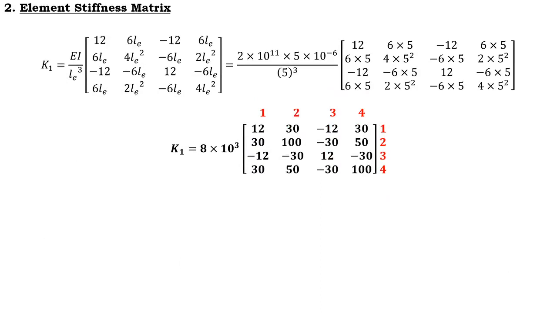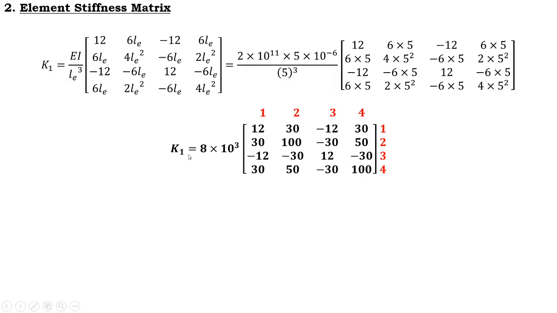To find the element stiffness matrix, I consider the stiffness matrix for a beam element, which is given here. Then substituting all the values of E and the length of the first element, my length of the first element is 5 meter. So I'll substitute all the values in meters, and inside the matrix, wherever the length of the element appears, there also I'll substitute 5. After simplification, the outside constant is 8 into 10 to the power of 3. Then the value inside the matrix is this.